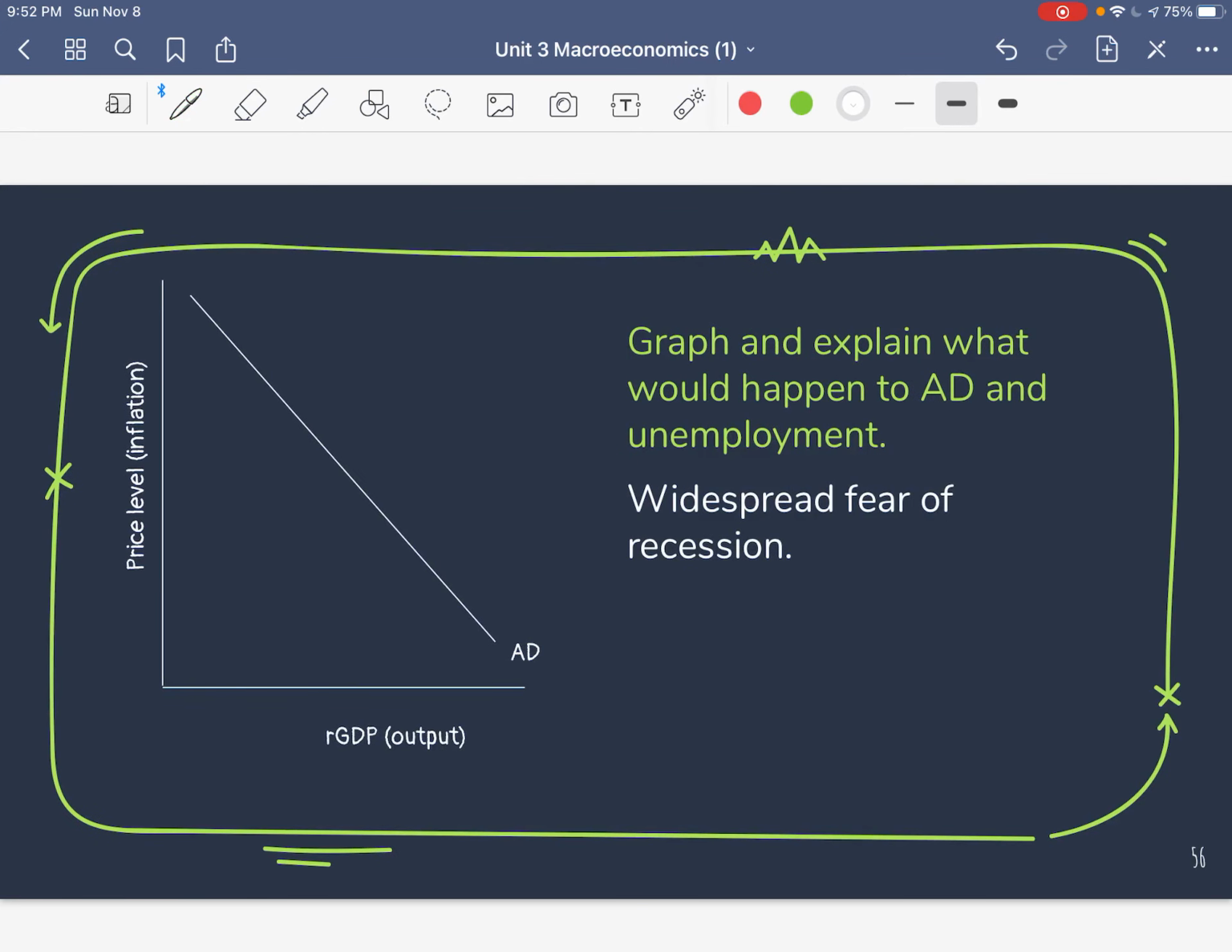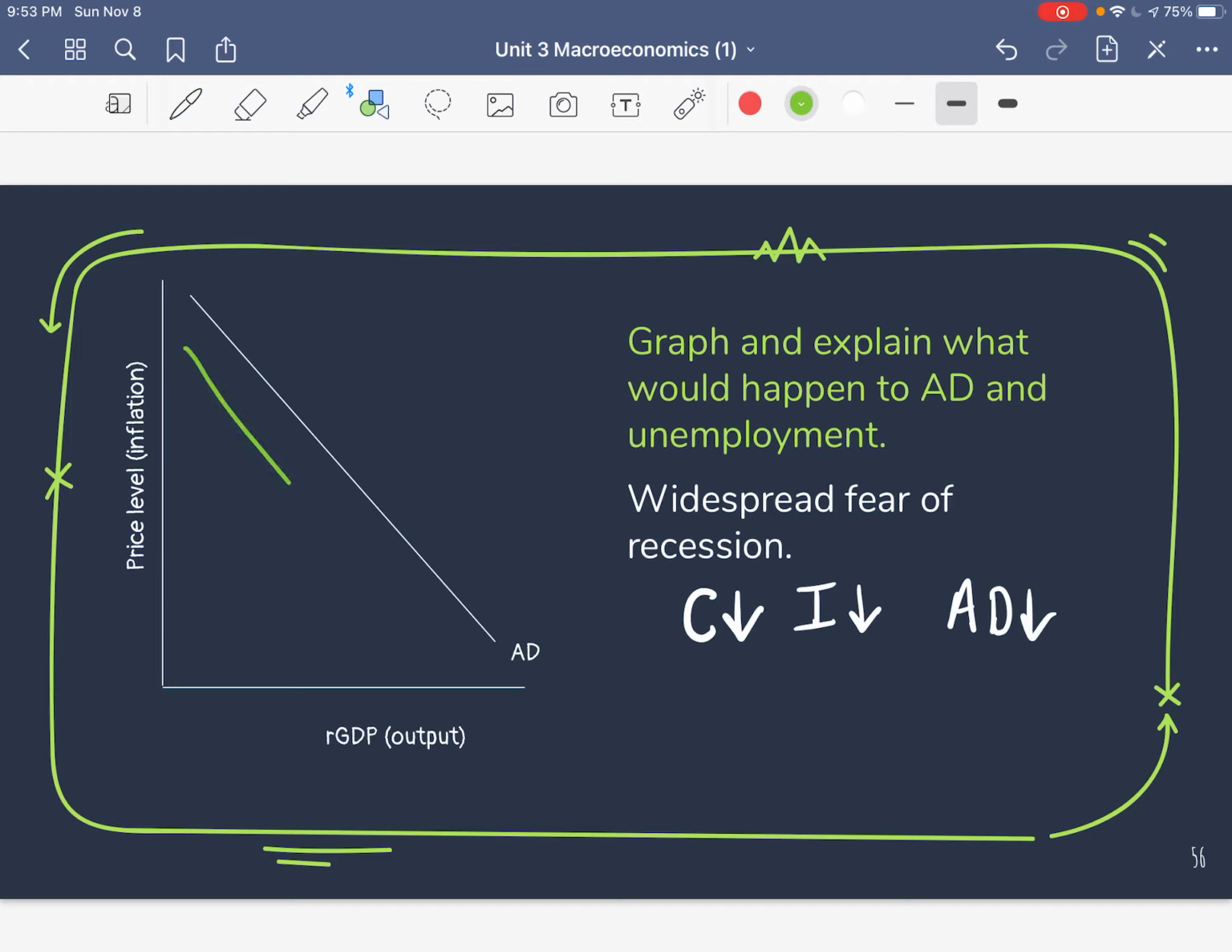Widespread fear of recession. If you know that the economy's not going to do well soon, you're going to save your money. So consumer spending is going to go down. If you're a business owner and you know the economy's not going to do well soon, you're also going to stop investing a bunch in your business and try and save your money, okay? So C and I are decreasing. That means AD is going to decrease. So let's graph it. If AD decreases, it shifts to the left.